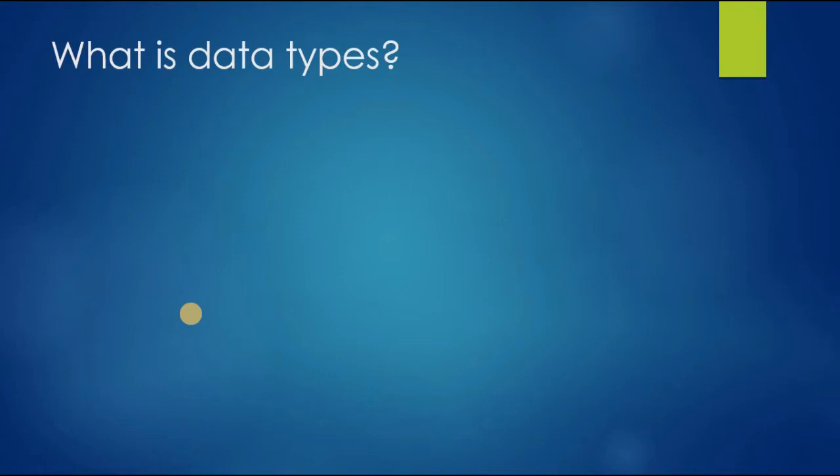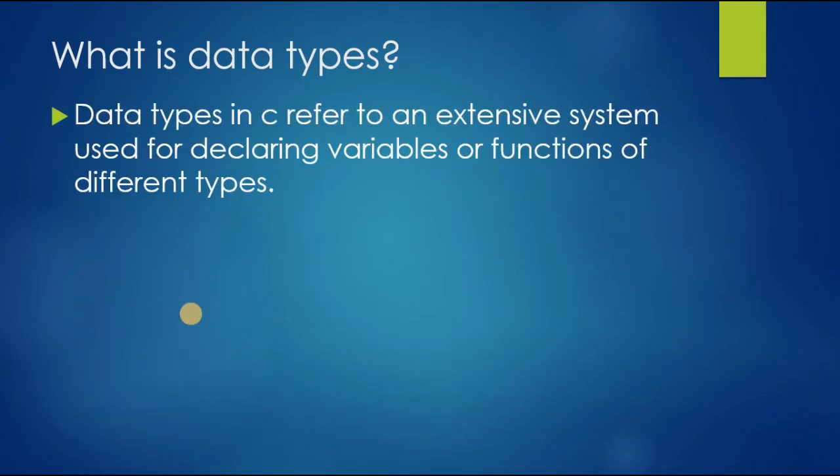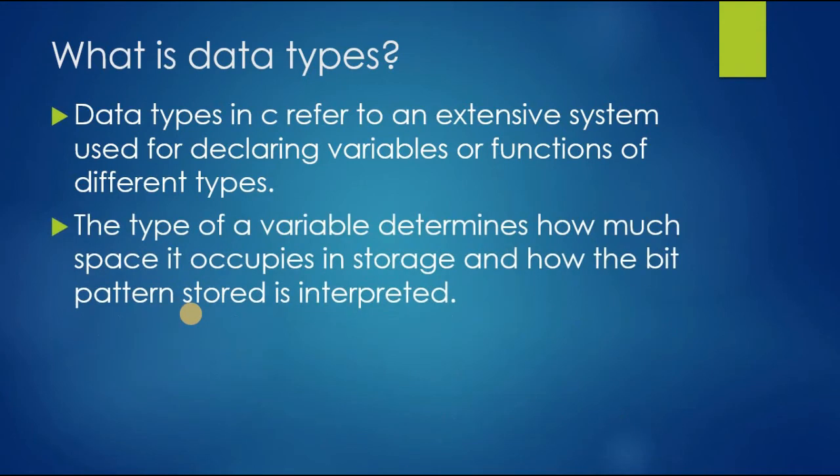Data types can be defined as the data storage format that a variable can store to perform a specific operation. Data types in C refer to an extensive system used for declaring variables or functions of different types. The type of a variable determines how much space it occupies in storage and how the bit pattern stored is interpreted.